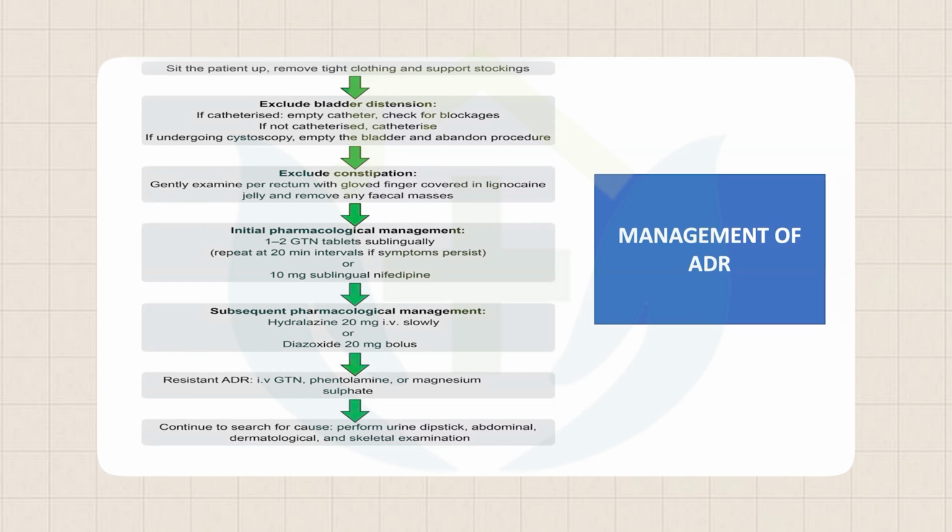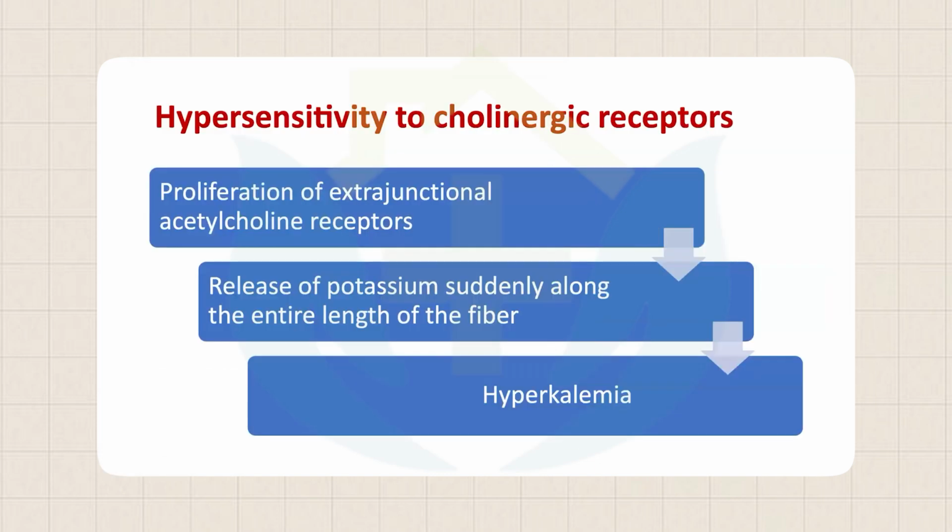And after you have ruled these out, you have to curtail the hyperdynamic or hypertensive response by giving sublingual GTN or IV GTN, and then adding some antihypertensives like hydralazine and calcium channel blockers, etc.